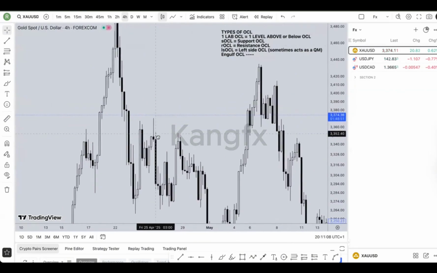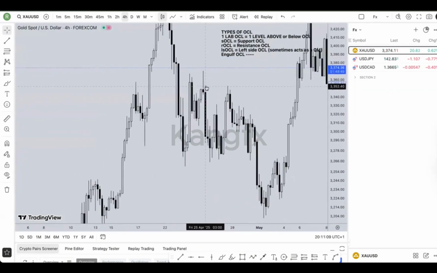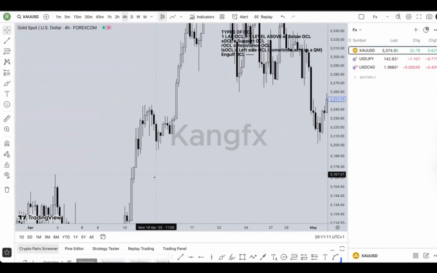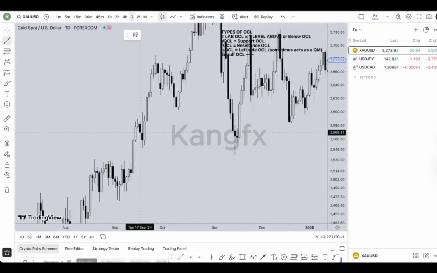The market will break them twice. So let's look for one of them. This is an OCL here. It was broken. Let's see. This is the one lap OCL. It was broken. This is LSOCL.